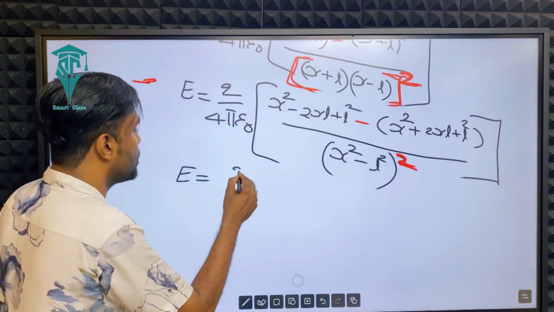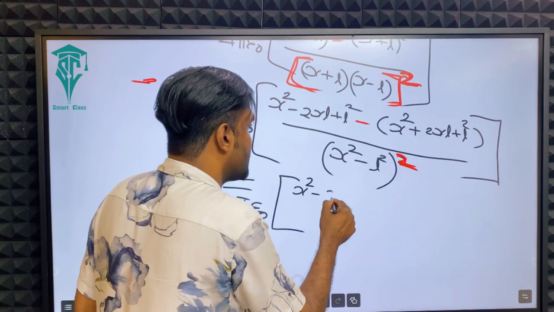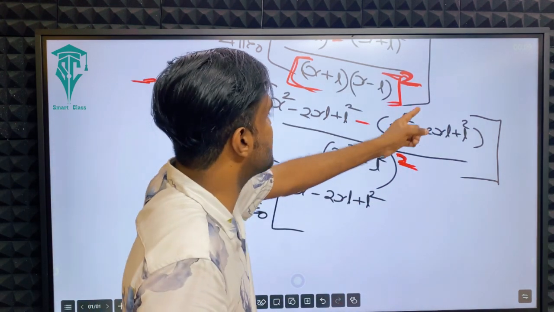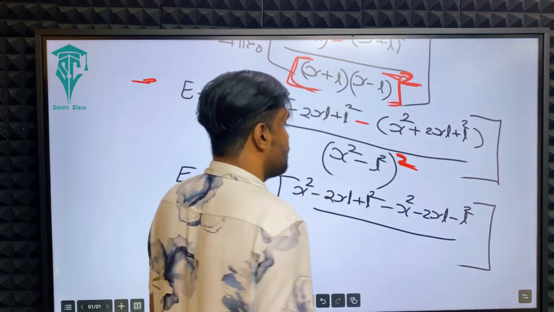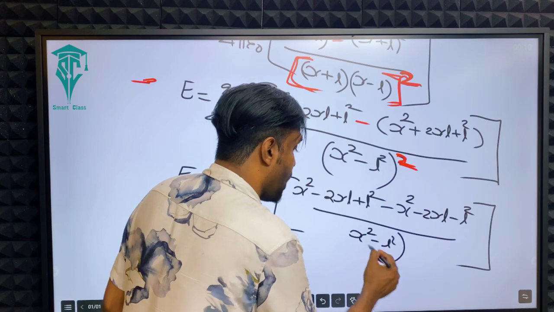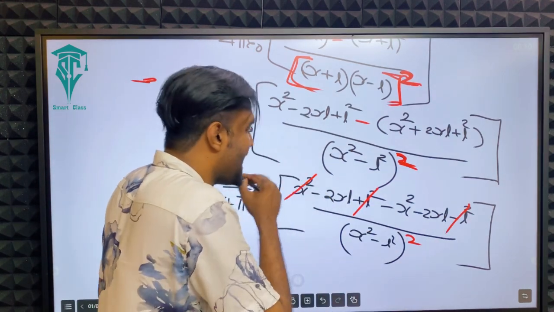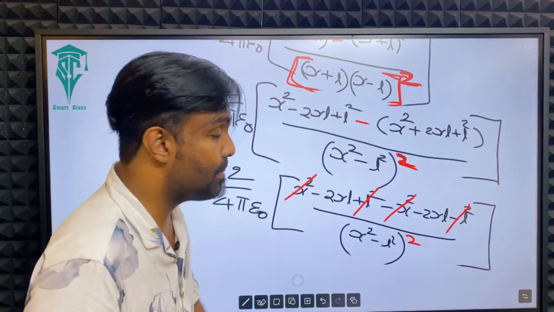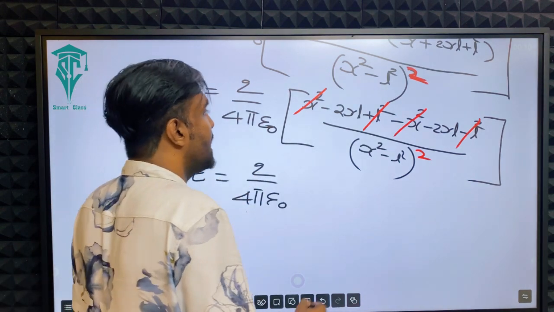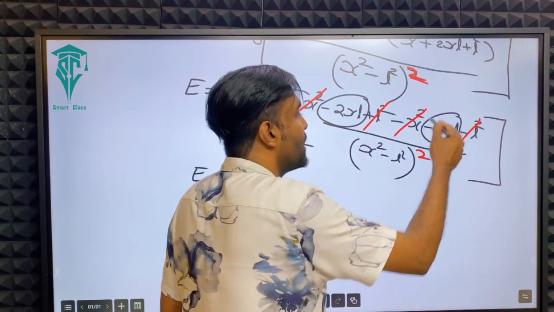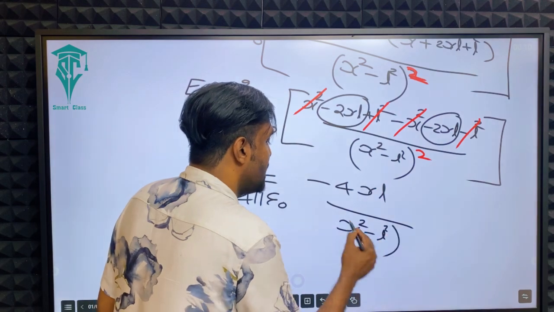So guys, E is equal to Q by 4 pi epsilon 0 will be there, and if you want, keep the bracket over there, and x square minus 2xL plus L square. Remove the bracket by multiplying the minus sign: minus x square minus 2xL minus L square, and divided by, please keep, (x square minus L square) the whole square. I think you can simply cancel this plus L square and minus L square, plus x square and minus x square. What will be remaining? Just listen here. E is equal to Q by 4 pi epsilon 0, and this minus 2xL and this minus 2xL will be written as minus 4xL divided by (x square minus L square) the whole square.